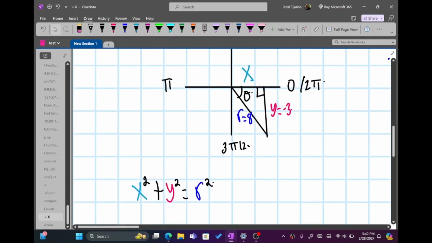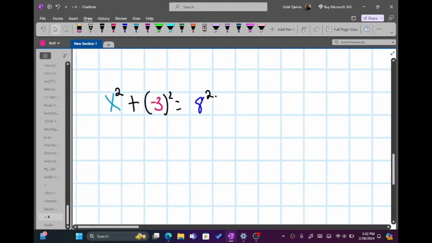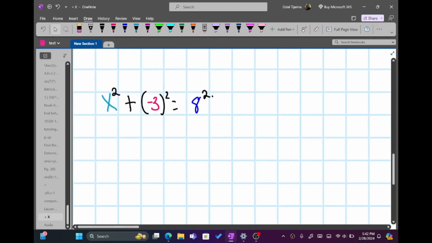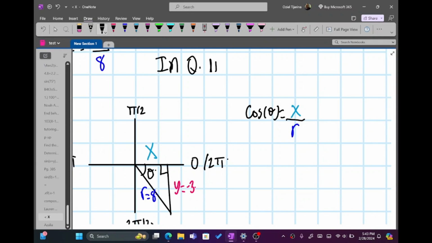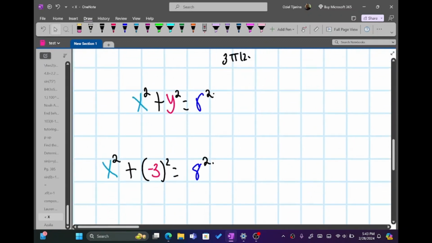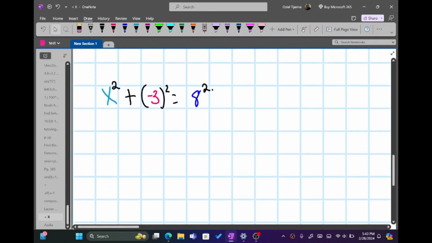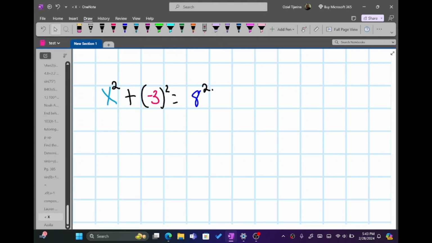Okay, now we're gonna just go ahead and simplify this and solve for x. Now you do wanna understand that in quadrant 4, cosine theta is greater than 0, x is greater than 0. Okay, guys, I really want to emphasize that because once we take the square root, we're gonna go ahead and make it positive. So let's do that.